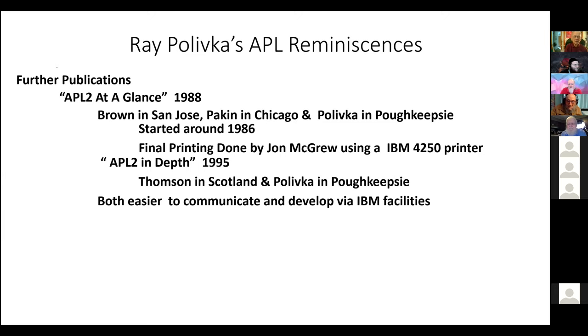Well, by that time, John McGrew, who has more ink in his veins than blood, I think, is an excellent publisher, and was publishing things for SIG APL. Jim turned to him and said, "John, can you do this?" And John got permission to use a rather special IBM printer, the 4250. I think it printed on aluminum or some such thing. Anyway, it produced excellent copy. And so the APL 2 at a Glance that you have right now is the result of all of that. Very readable book, folks, still timely today.